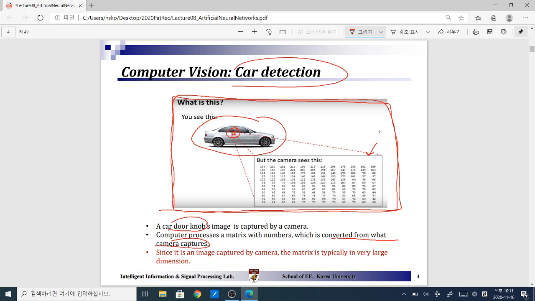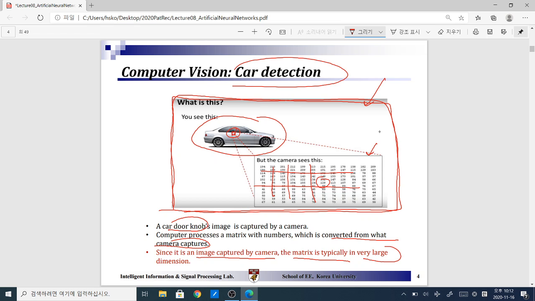And as you can see, because we have a grid of these numbers with each of these elements representing a specific feature, a specific pixel intensity, what you're going to have is just so many numbers, a huge number of features to represent even this particular snapshot of an image. So since it is an image captured by a camera, the matrix resulting from the conversion process is going to become very, very large in dimension.